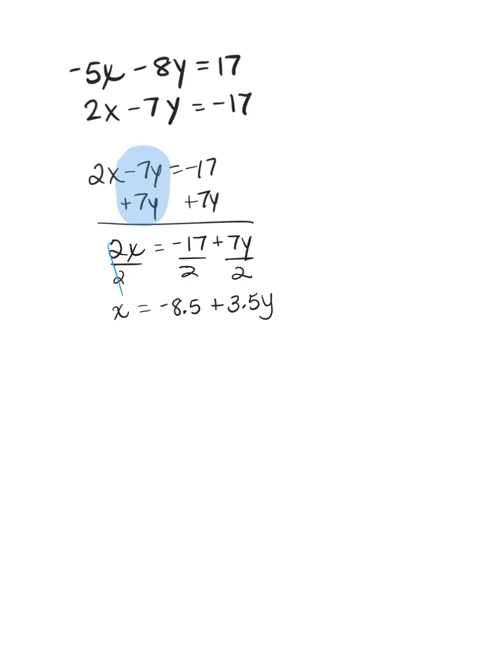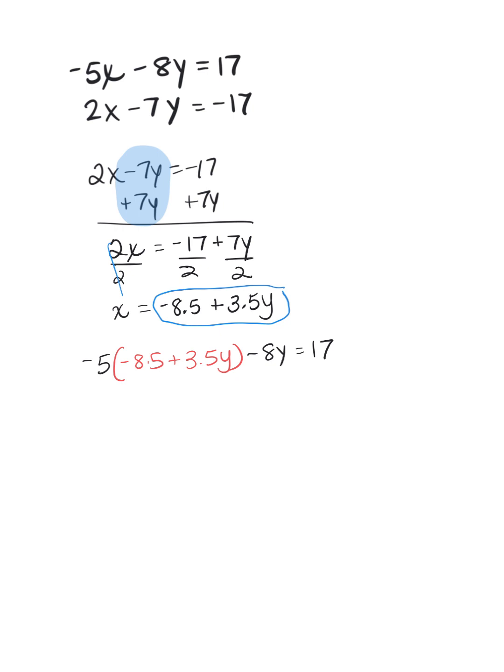These numbers look awful, don't they? But it's okay. We can still do it, right? Be brave. All right, so this is what we're going to substitute for x. So I'm going to take the first equation, negative 5x. So instead of x, we have negative 8.5 plus 3.5y. That was a negative 5x. We still have minus 8y is equal to positive 17. I'm trying to keep an eye on that 17 because I know I'm going to mix up that negative somewhere.